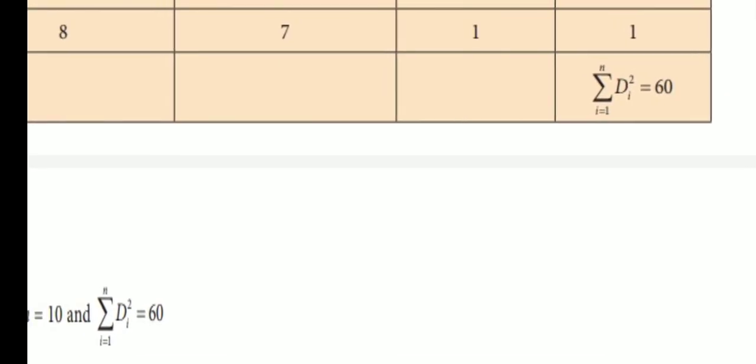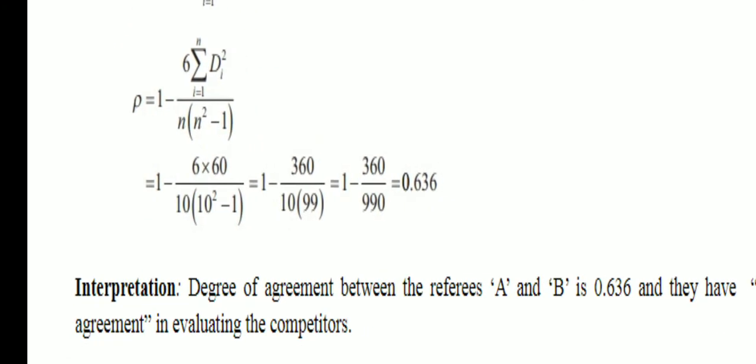By applying the rank correlation coefficient formula, rho equals 1 minus 6 into summation d i squared divided by n into n squared minus 1. That equals 1 minus 6 into 60 divided by 10 into 10 squared minus 1. 60 into 6 is 360, divided by 10 into 99, so 1 minus 360 divided by 990, that gives you 0.636. This is the correlation coefficient value.